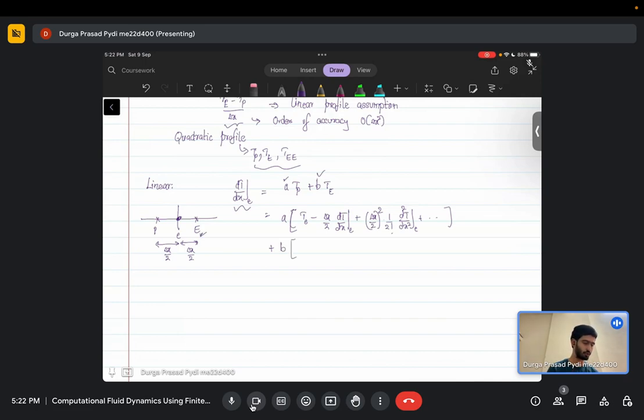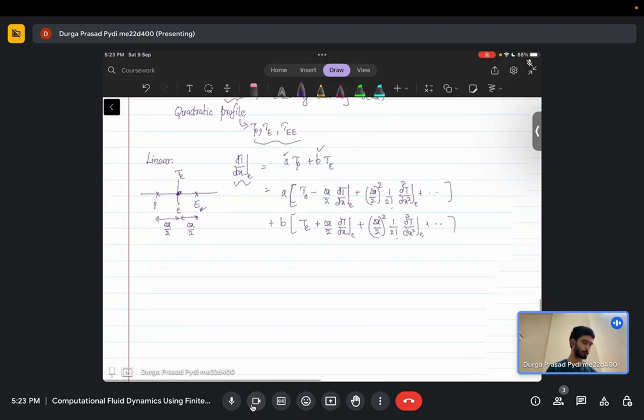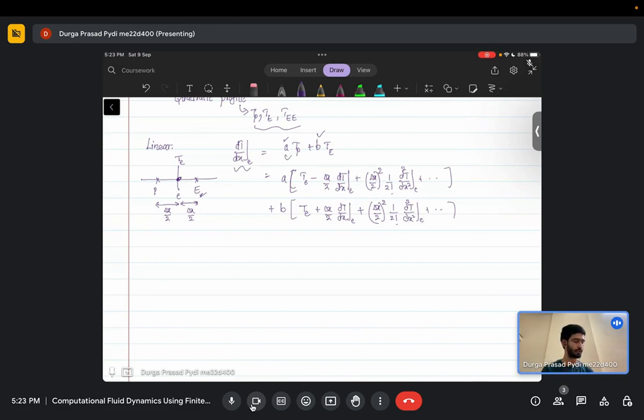Plus the cell centered value in the east cell can again be written in terms of T_e, plus delta x by 2. So it will be delta x by 2 dT/dx on the east face, and so on. So the objective is to get the values of A and B.